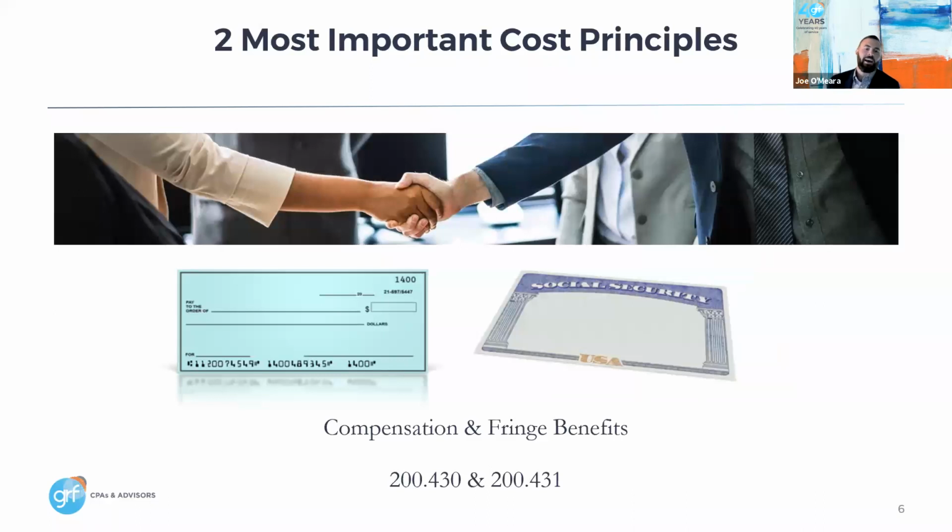Thanks, Yev. Appreciate that. And welcome everyone. Paul and I are going to spend the next hour going through the key cost principles found in the Uniform Guidance. Subpart E of the Uniform Guidance is where you can find all of the different selected items of cost. The 2 most important cost principles that we're going to spend a significant portion of time on are compensation and fringe benefits.